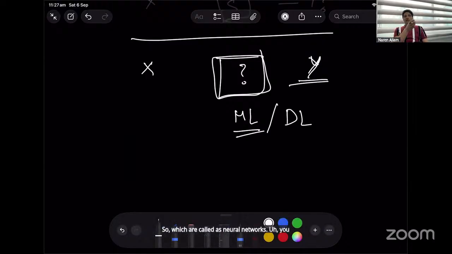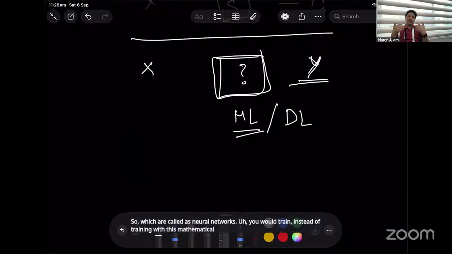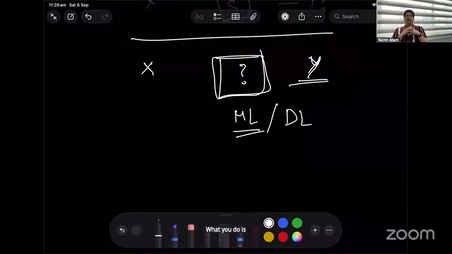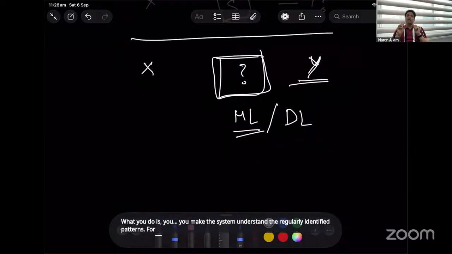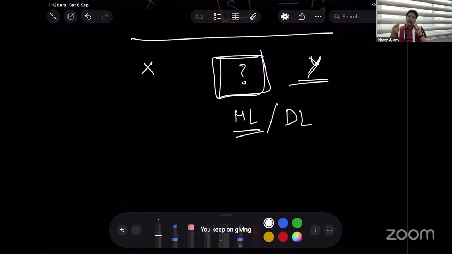Instead of training with these mathematical formulas and mathematical weights, you make the system understand regularly identified patterns. For example, in deep learning, the best example is you keep on giving cat images. For example, there are 100 cat images. You tell the system that this is cat, this is cat, this is cat.